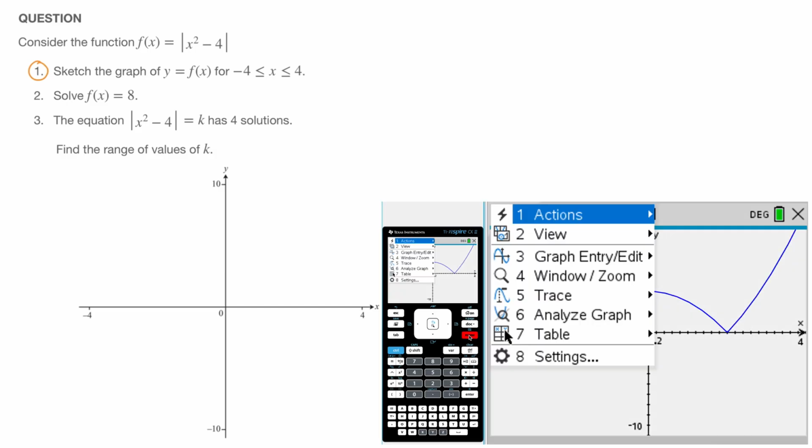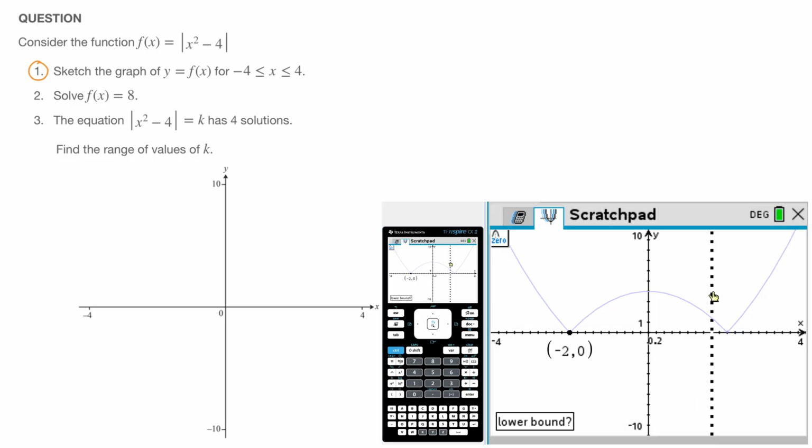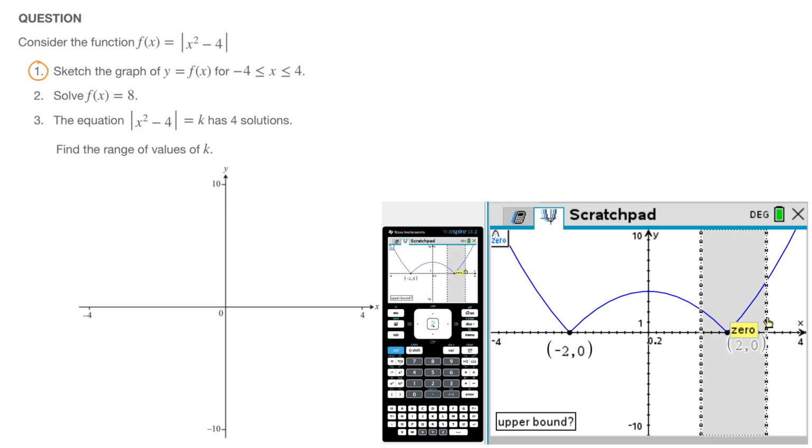and so I click on Menu, followed by Analyze Graph, followed by 0, and I repeat that process. So I go to the left of that point, I click, and for the upper bound I go to the right of that point, and I click. And there we go. We now have this curve's 2 x-intercepts.